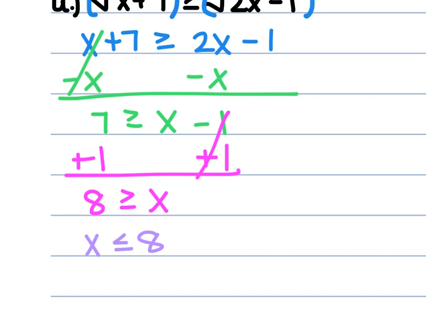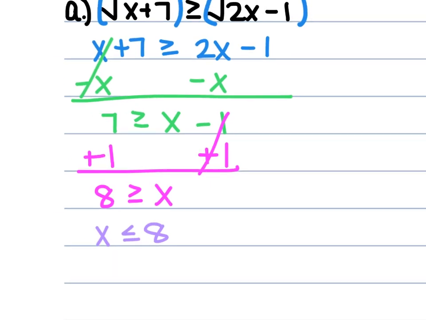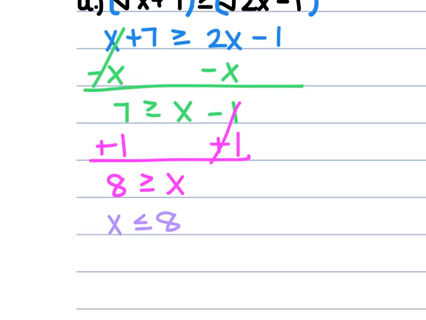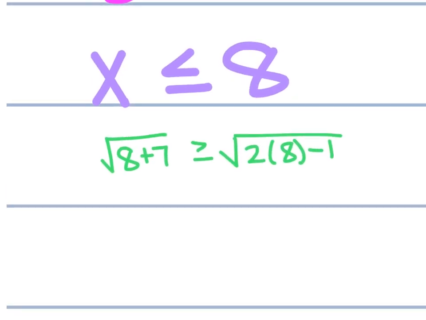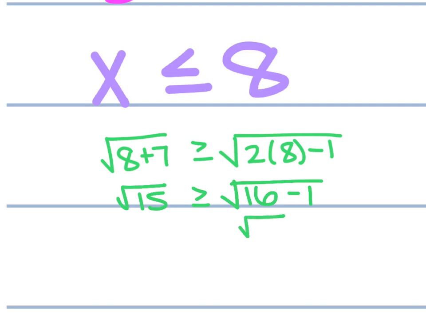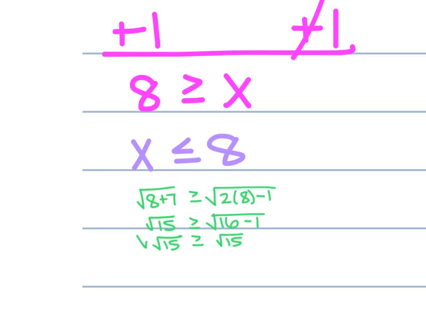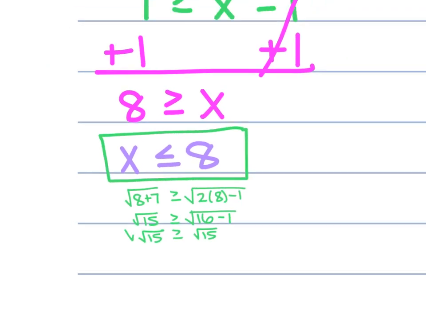Because this one is equal to 8, we can pick 8 as a number to plug into our original. So if we check, we're going to have the square root of 8 plus 7 is greater than or equal to the square root of 2 times 8 minus 1. So 8 plus 7 is 15. The square root of 15 is greater than or equal to the square root of 16 minus 1, which is the square root of 15. Is the square root of 15 equal to the square root of 15? Yes. So we know that x is less than or equal to 8.